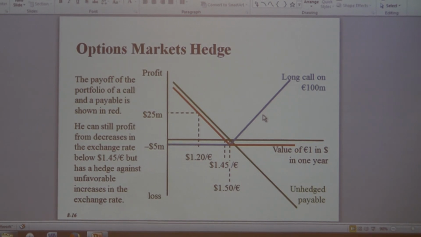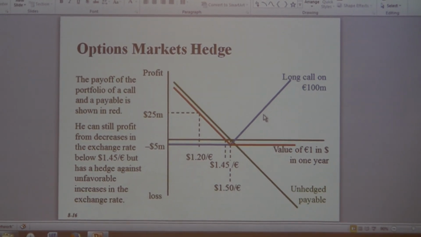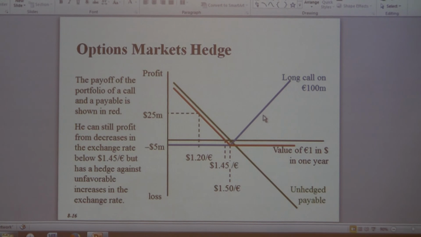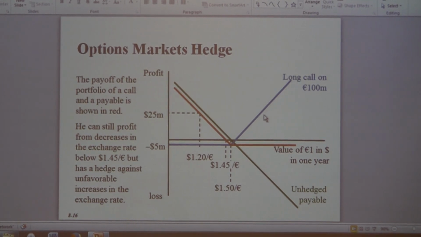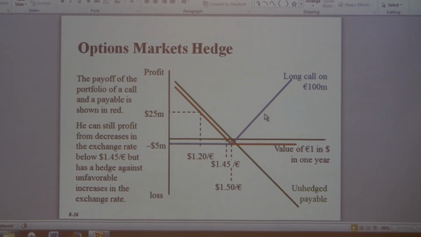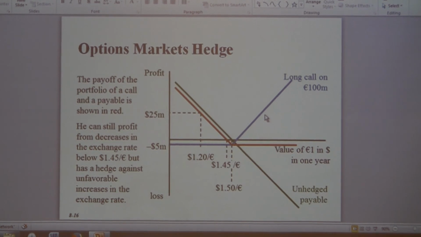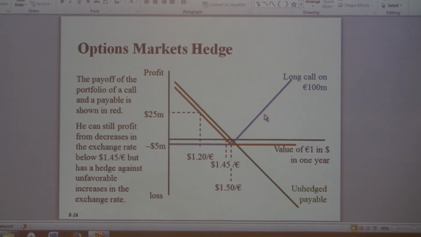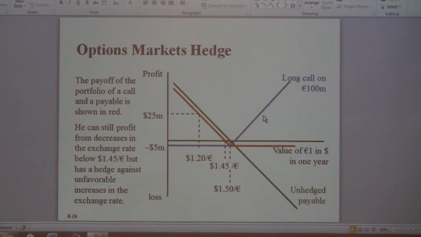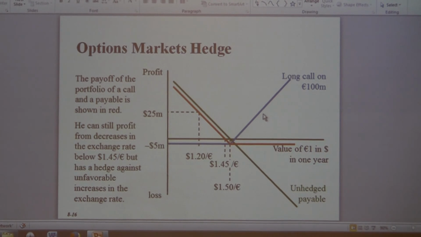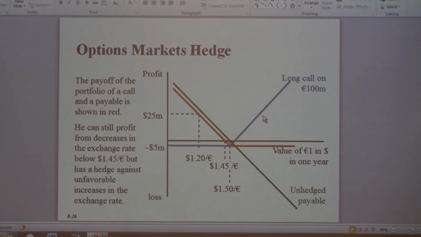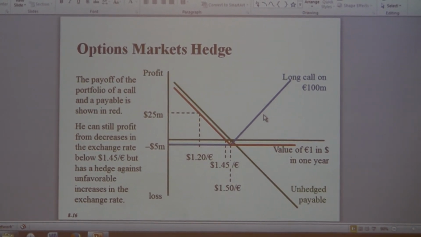Will he exercise or not? What is it? He will not exercise it. The reason why he does not exercise is because if he exercises, he has to pay 150. Here, he only pays 145. Okay, so that's the reason why he will not exercise. And so, profit in options market, that is a loss of 5 million.